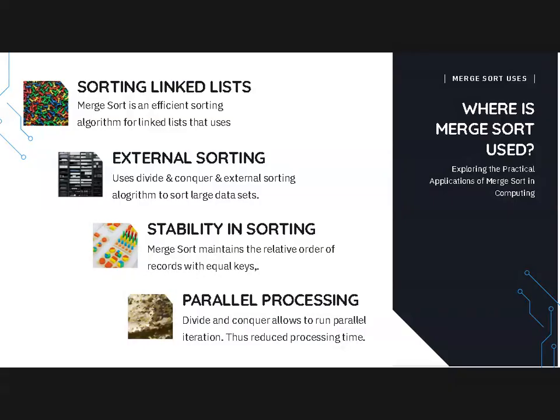What do we mean by external sorting? Your data may be available in distributed storage or distributed systems, where you sort the data from each system and finally merge it into a single standard output. And there is stability in sorting. Merge sort maintains the relative order of records with equal keys.